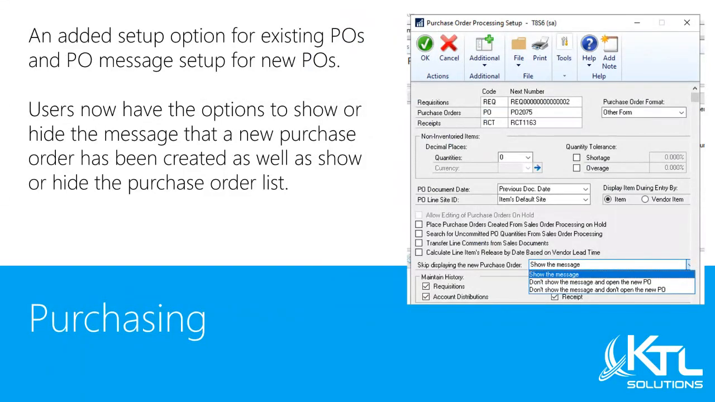On the PO side, they've added a few features too. For PO messages, we have a setup when you're adding a new PO, you can have a message that pops up that says, identify that this is a new PO. It can also be show the message and bring up a new PO, or don't show the message and don't open a PO. So there's various different things we can do for when POs are created and messages that appear so that we don't create duplicate POs within our system.